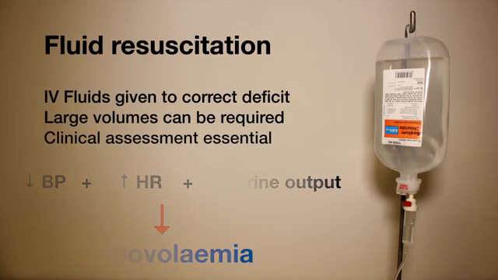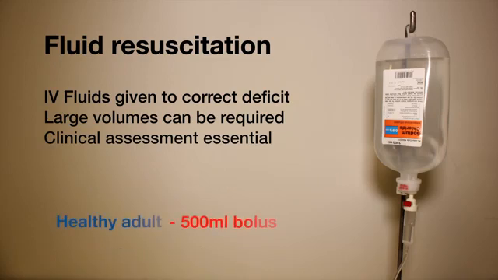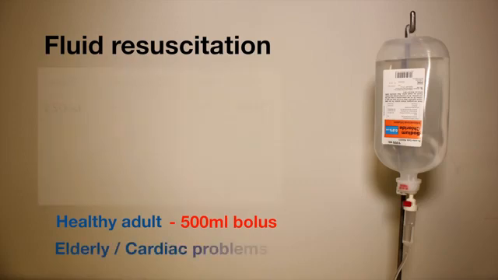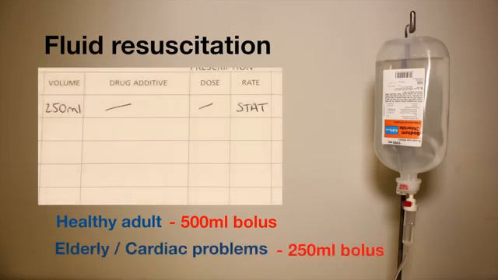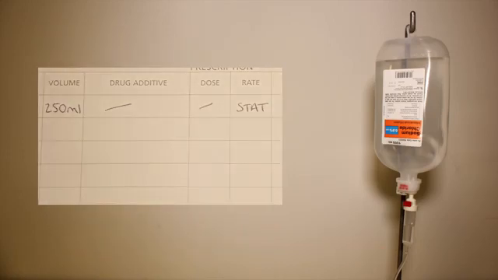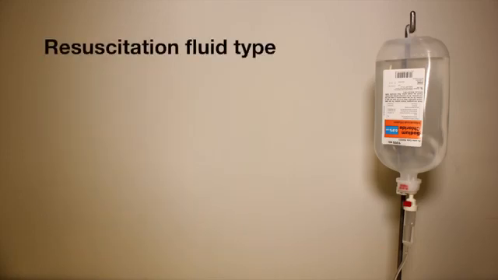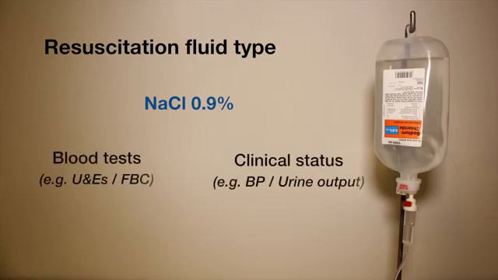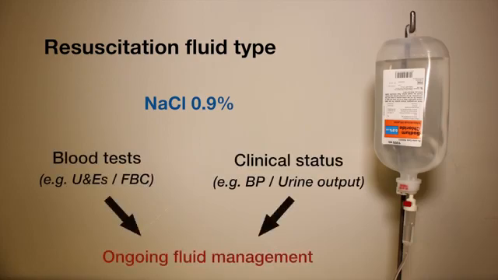Consider administering fluid boluses in volumes of about 500 millilitres to adults requiring fluid resuscitation and reassess after each bolus. For elderly patients or those with cardiac problems, proceed more cautiously by using smaller boluses of about 250 millilitres before reassessing to avoid fluid overload. The initial fluid of choice for resuscitation is typically normal saline. Ensure that bloods are sent to the lab promptly, as these, along with the patient's clinical state, will be key to guiding further fluid choice.